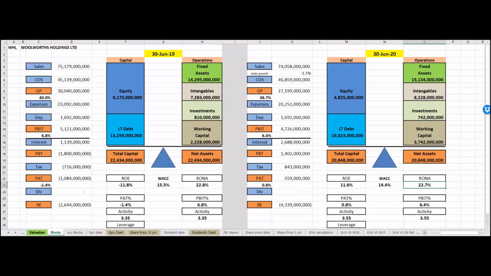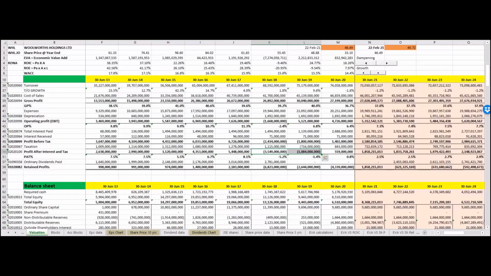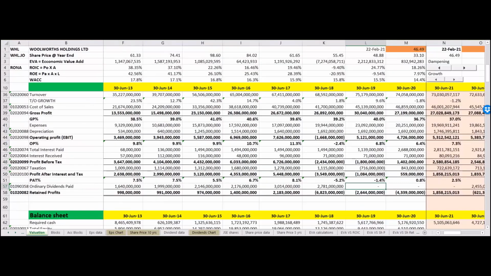Let me take you back to my Valuation Excel spreadsheet that looks like so much data. It is overwhelming. But what I'm going to show you is a unique little number here called EVA, Economic Value Add, and I'm going to show you how in 2018 Woolworths had a dreadful year. How do I know that? Look at their return on net assets, they're negative. Look at their value creation, it is negative.